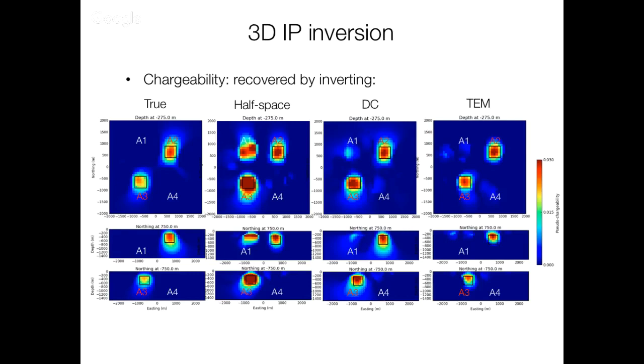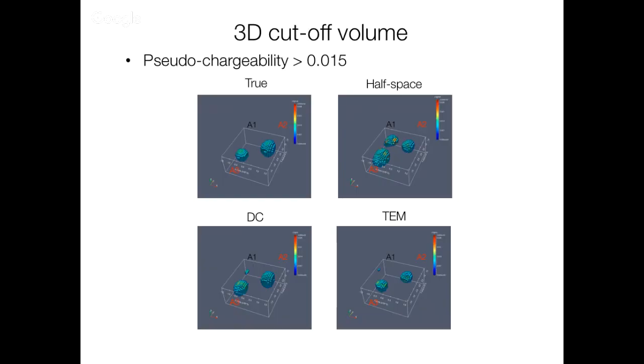So the true IP bodies look like this. Using the half space, they look like that. The DC resistivity, they look like that. And with the time domain EM, they look like that. So the DC is not done too badly, but by using information that we used to just throw away, we've actually done arguably slightly better.